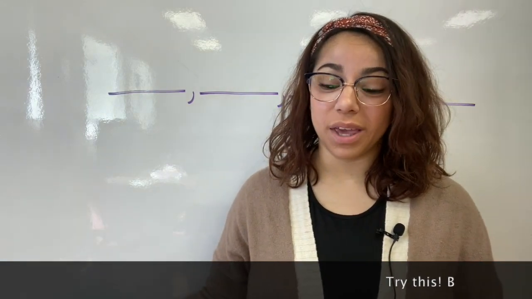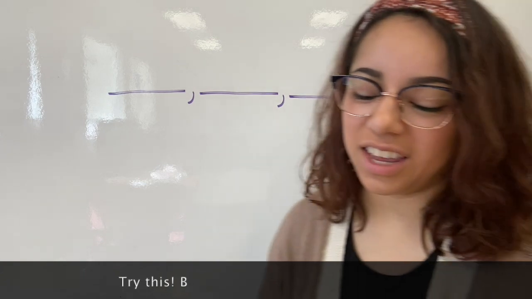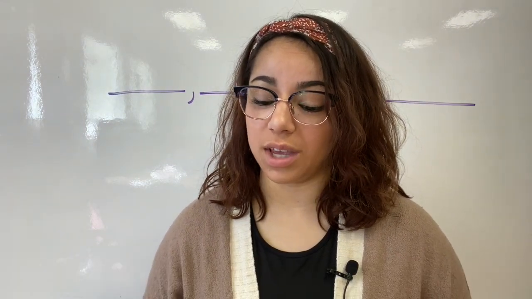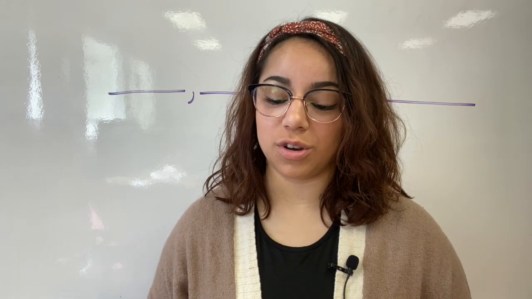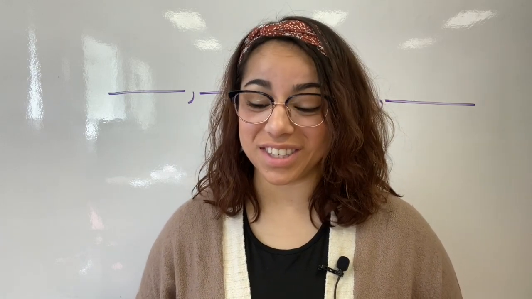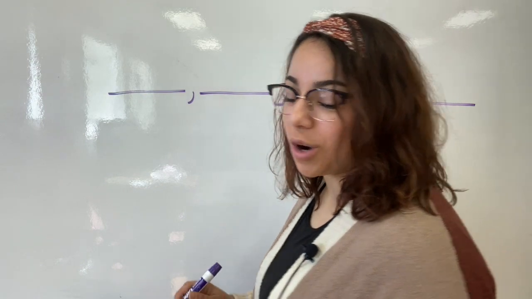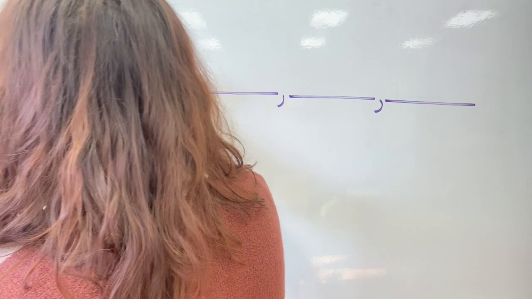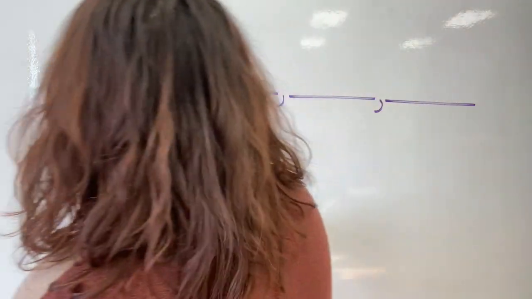For try this B, we have 4 lines just like this, and it gives us a rule. The instructions say, write the first 4 terms of the sequence. The rule is start with 0.35 or 35 hundredths and add by 15 hundredths every time. So we're going to do exactly as they told us. We're going to start with 35 hundredths, 0.35. And to find our next one, we're going to add 0.15.